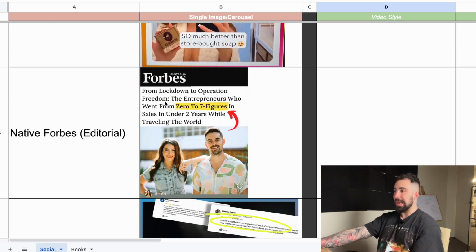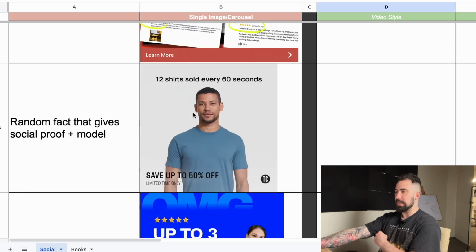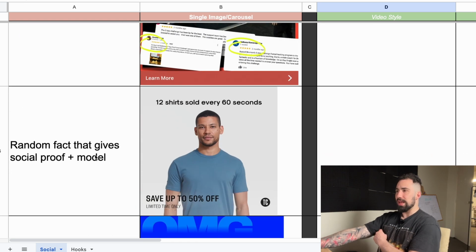So let's go down. We have one more form style. Again, these ads work really, really well. Again, it has to go to an advertorial page. I'm repeating myself, but it is the case. Let's go down. We have random facts.